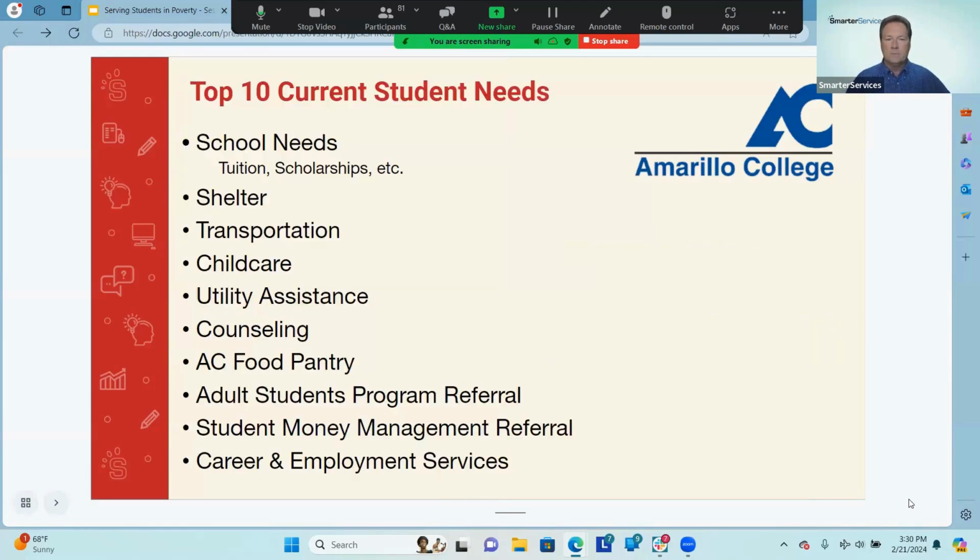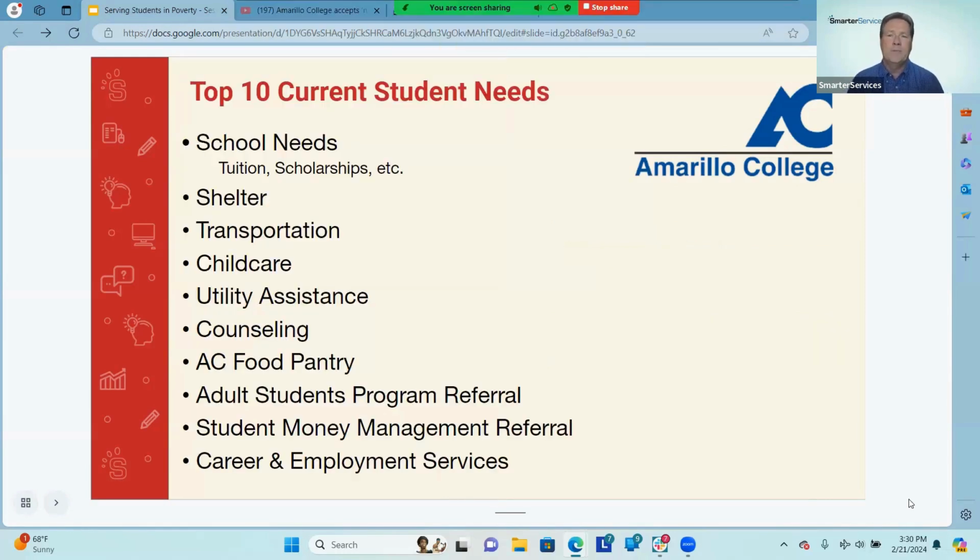One of the things that President Larry Hart referenced in that video was their top 10 student needs. So I wanted to share that with you. This is what they found. And as you look at this list, think about your institution. How closely parallel is this list to what your students experience? Obviously, there's financial need. Some of that your school may be able to help with, especially if you get grants.